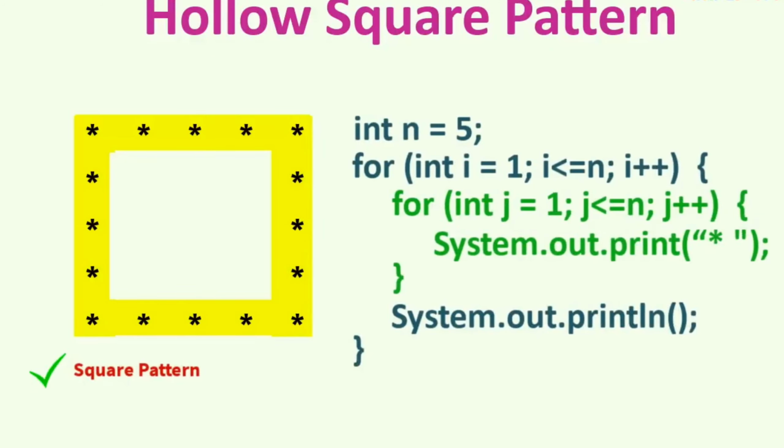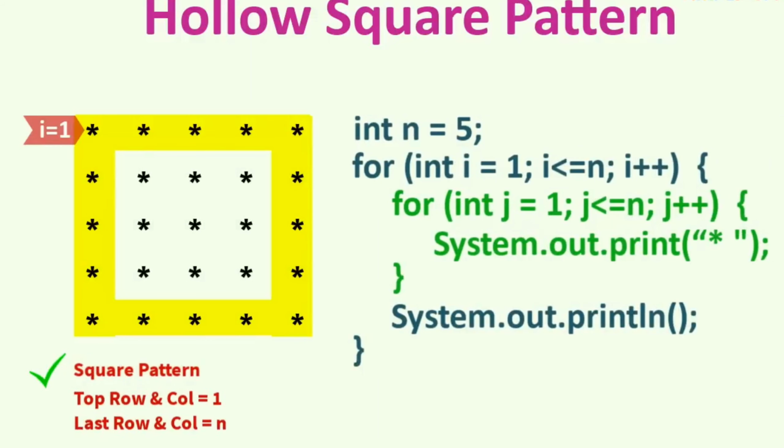Now what if it was a hollow box pattern? We will first get in the program we just learned for square. We know that the first row is i equal to 1 and the last row is i equal to n. And the first column is where j is equal to 1 and the last column is j is equal to n.